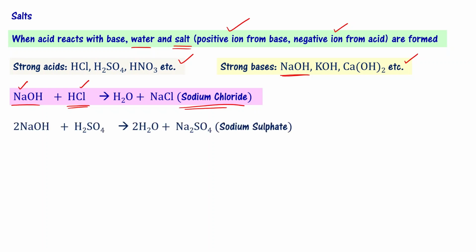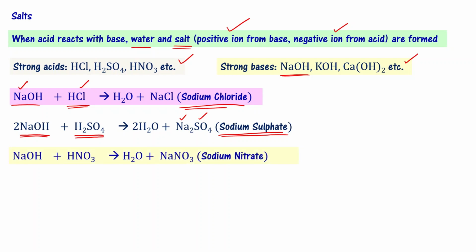Let's look at another reaction. NaOH reacting with H2SO4. H2SO4 is a strong acid, sulfuric acid, right? When sodium hydroxide reacts with sulfuric acid, you have sodium sulfate as the salt. Please note this. Here also, Na, the positive ion, is coming from the base, and the negative ion is coming from the acid, right? Let's look at another reaction. NaOH reacting with HNO3. HNO3 is a strong acid. When these two react, what you have is sodium nitrate as the salt.